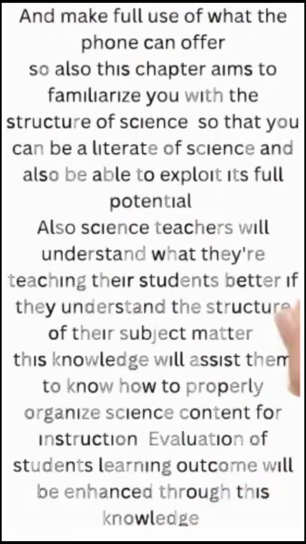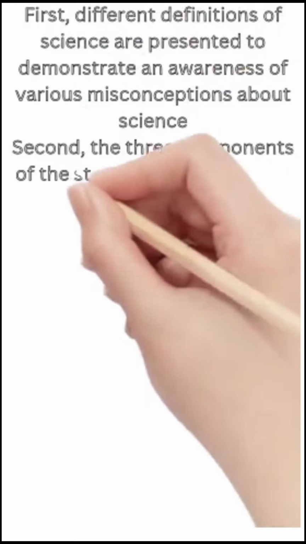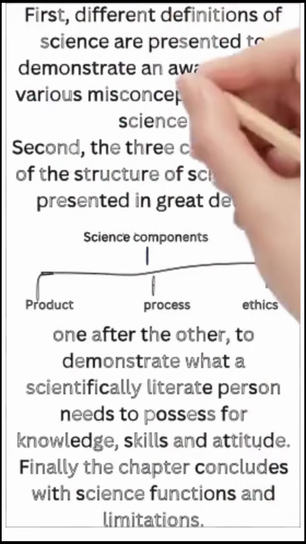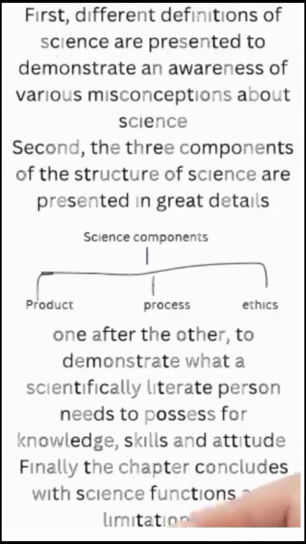First, different definitions of science are presented to demonstrate an awareness of various misconceptions about science. Second, the three components of the structure of science are presented in great detail, one after the other, to demonstrate what a scientifically literate person needs to possess for knowledge, skills, and attitude. Finally, the chapter concludes with science functions and limitations.